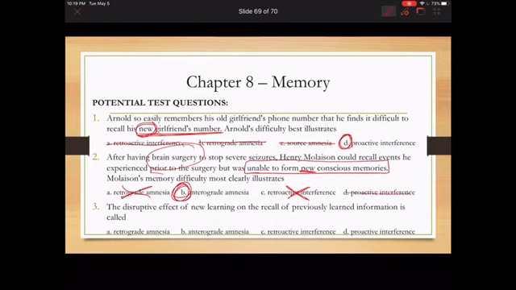The disruptive effect of new learning on the recall of previously learned information. So that's what you're focusing on, what you're trying to remember or recall. We don't care that it's new stuff getting in the way. We care only about what we're trying to remember and we're failing to remember. So it's disruptive. We cannot remember the old stuff because new stuff is getting in the way. So this is not amnesia, this is interference. And like I said, we can't remember the old stuff, so it's retroactive interference.